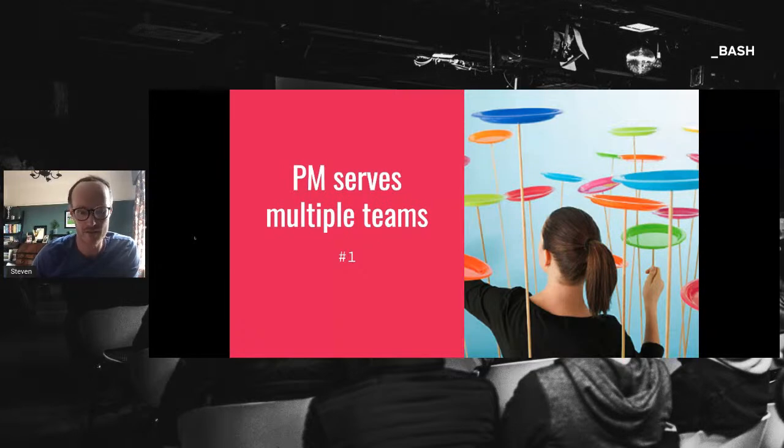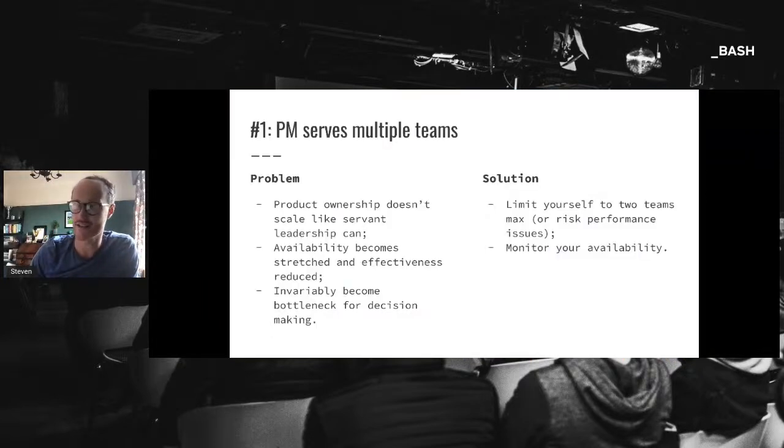Rather than just rant about this, which I do enjoy, I do also want to try and make some practical suggestions as to how we can address them. So the first one I have here is the PM serving multiple teams. It's a common issue, typically whenever organizations scale or when a product manager does a good job within one team, they can sometimes become a victim of their own success. Unfortunately, product ownership doesn't really scale quite the same way that a servant leadership role, such as a Scrum Master, would. And that can lead to inflated expectations around what that role can provide. With that, availability becomes stretched, therefore the effectiveness reduced, and therefore invariably they become a bottleneck to decision making.